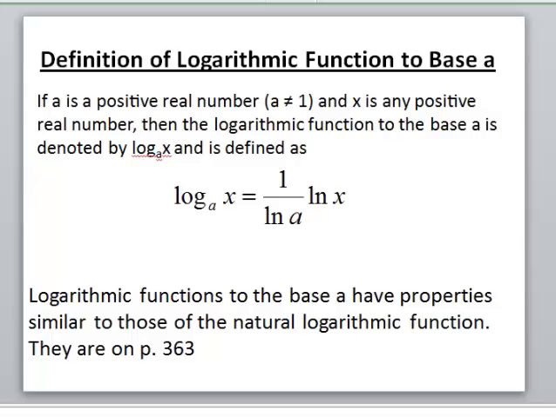So if a is any number not equal to 1, we can redefine the logarithmic function in terms of a natural log by writing the ln of x over the ln of a, or you can break it up in this fashion. I just typically like to do ln of x over ln of a. So anytime we want to express a log in terms of natural log, we can change it into that form.